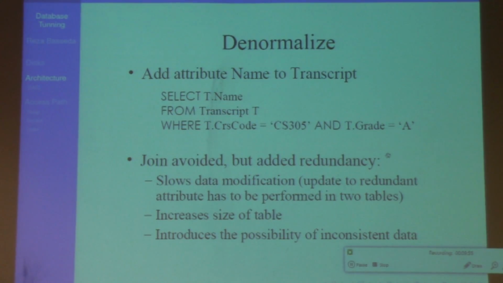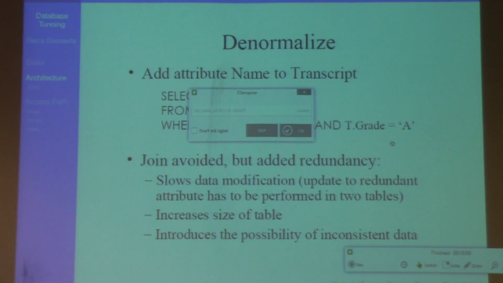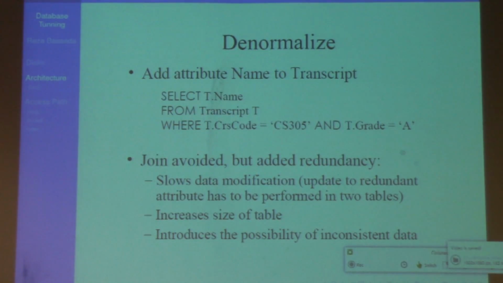it introduces the possibility of inconsistent data. Why? Suppose that you have this transcript table, and Monica changed her name to Laura. So you update the table, but in one of the rows you forget. Now for her student ID you have two names. You don't know what to call Monica. Should you call her Monica or Laura? So is that okay? This is the end of the class.